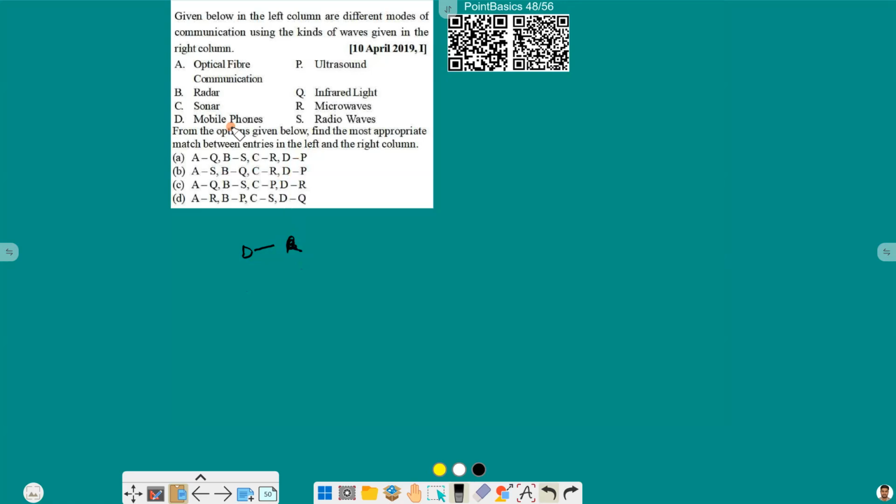Now coming to the optical fiber. Here we have infrared light, so only one light here. So optical fiber will match with Q, so A with Q. And sonar, we know that sonar works on the basis of ultrasound. So C should match with P. And from these three, we can find out that option C will be the right one.